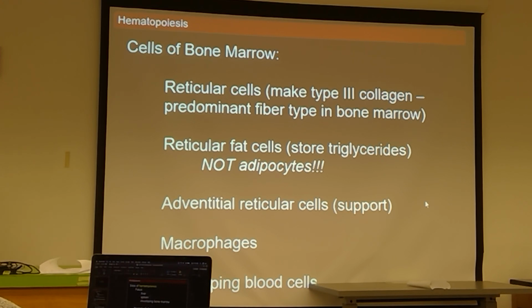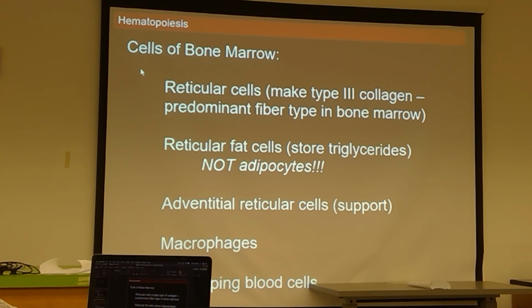Cells that we're going to look for. First, we're going to look for reticular cells. These are cells in the bone marrow that make reticular fibers. So that's kind of nicely named for you. In other tissues, we've seen fibroblasts making reticular fibers, but in bone marrow, it's reticular cells. And the predominant fiber type is the reticular fiber, type 3 collagen, so that'd be useful to know.